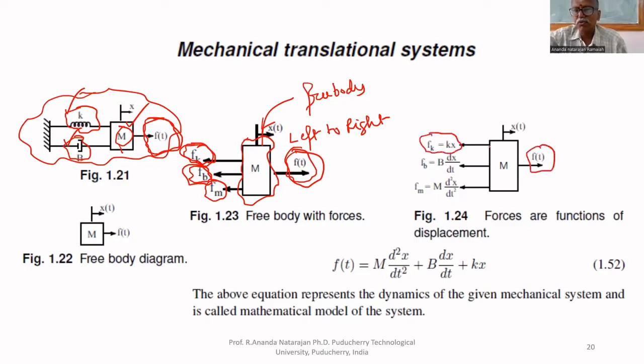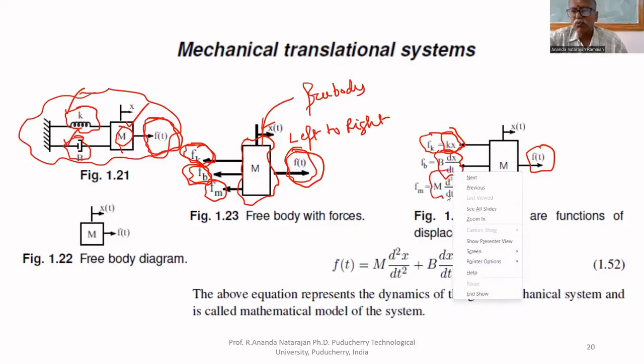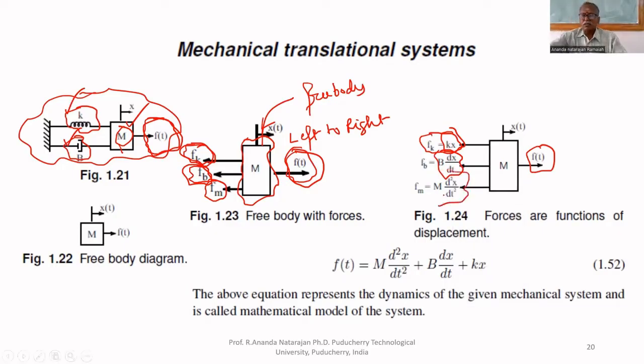F of t is the applied force. Kx is the force because of spring. B dx by dt is the force because of dashpot. Then the reaction force m d square x by dt square because of mass. These are the three reaction forces. The applied force is from left to right. The other reaction forces are from right to left.